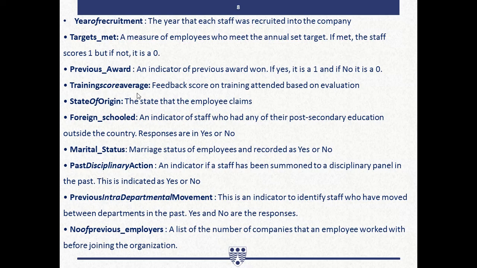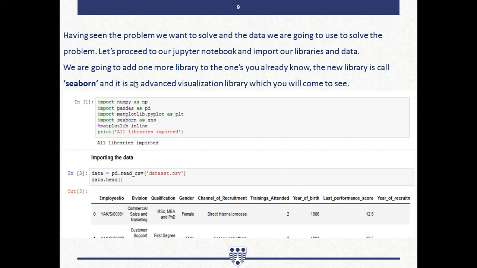We have past disciplinary action, whether the person has erred on some occasions and was disciplined or called to a panel. Okay, we also have previous intra-department movement. Has the person decided to migrate from accounts to, say, human resource, for instance? If yes, put yes. If no, no. Okay, we have number of previous employers. What is the working experience of the person? Has the person been working for 12 years in 4 different companies or not? Okay, so that is all we'll be looking at this week.